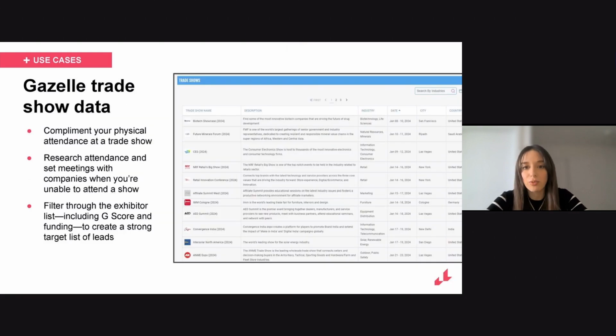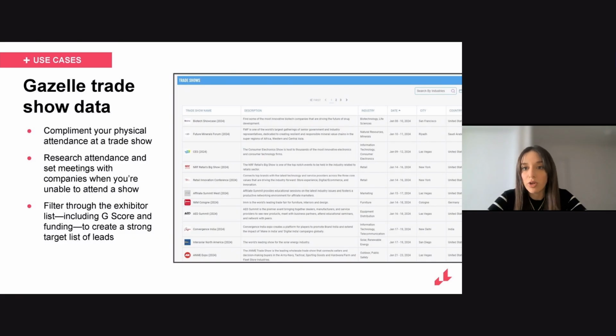So to begin with looking at Gazelle's trade show data. So the trade show feature is extremely valuable and it can be used in many different ways. So let's say you're attending a trade show. You can use the tool to complement your physical attendance. But if you're unable to attend a show, you can use the tool to research and connect with the exhibiting companies. You can also use the tool to plan what shows you'd like to attend in the upcoming months.